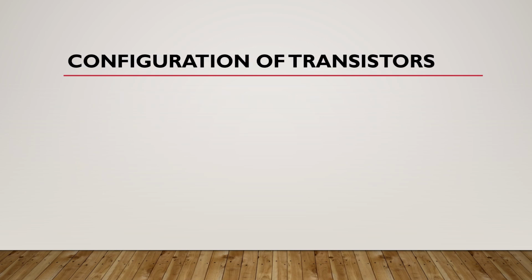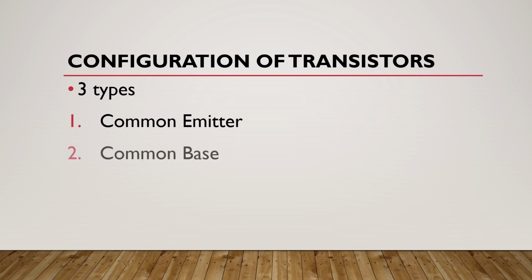Now we will understand configuration of transistors. There are three types of configuration in both N-type and P-type transistors. First is common emitter configuration. Second is common base configuration, and third is common collector configuration.